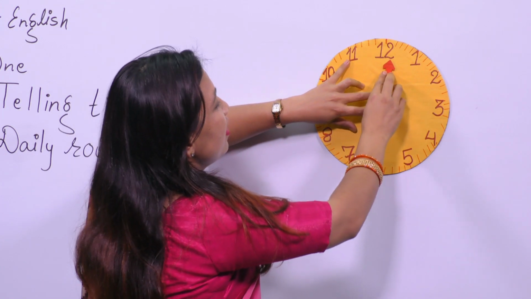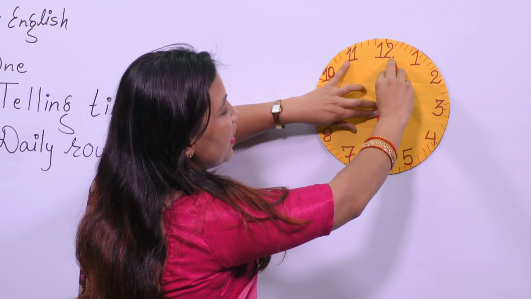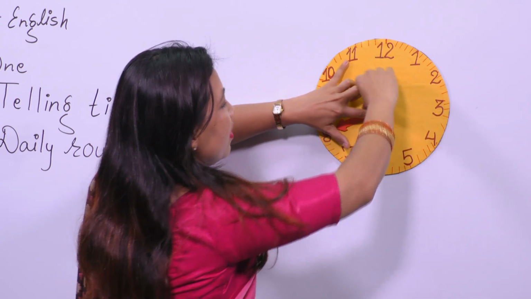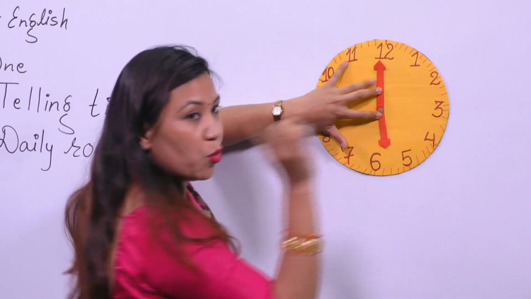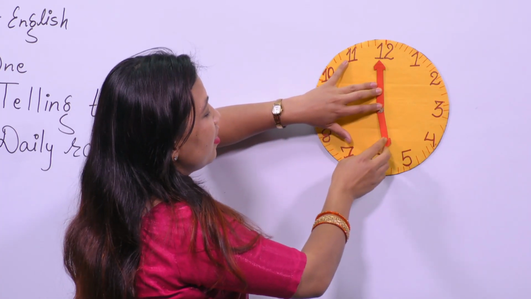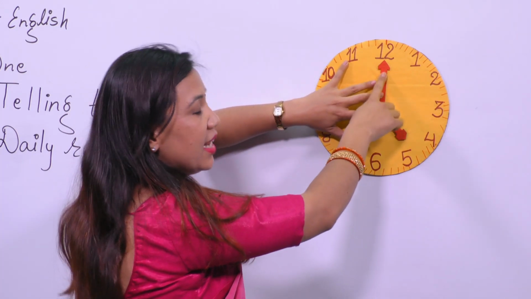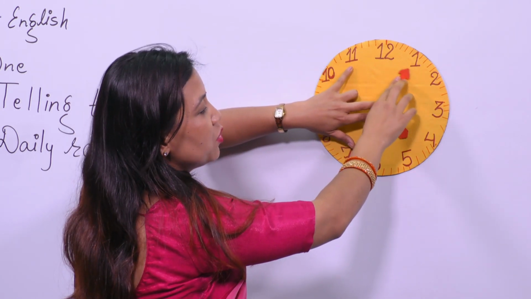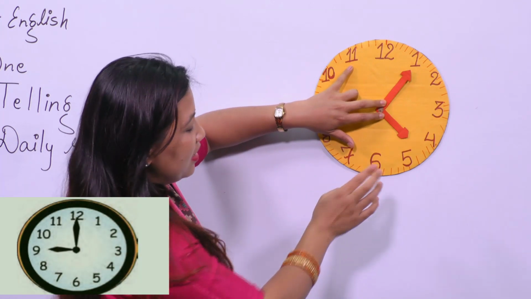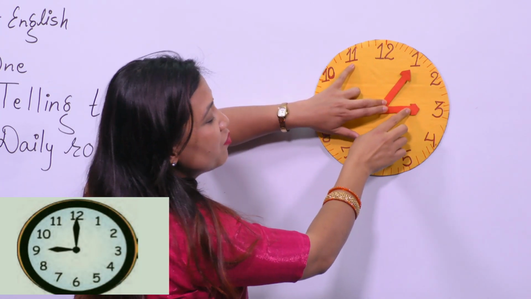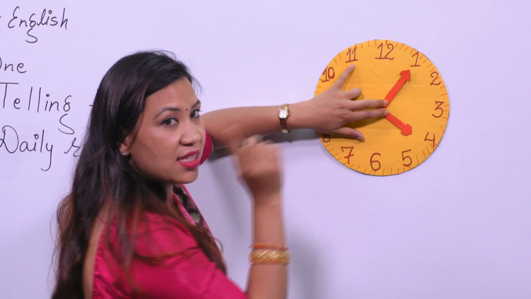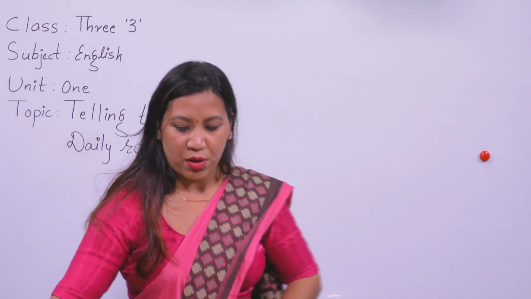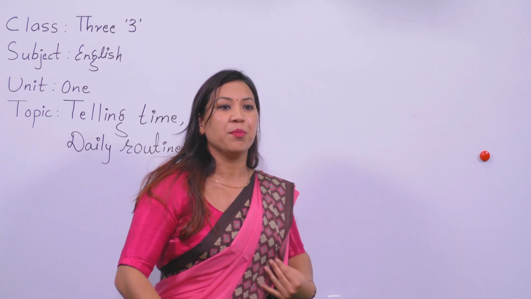And this long hand or minute hand, if it rotates one round, it will become 1 hour. And if the minute hand moves from one number to another, it becomes 5 minutes. But if the hour hand moves from one number to another, it's 1 hour. So this is about the clock, the hands and the minutes.